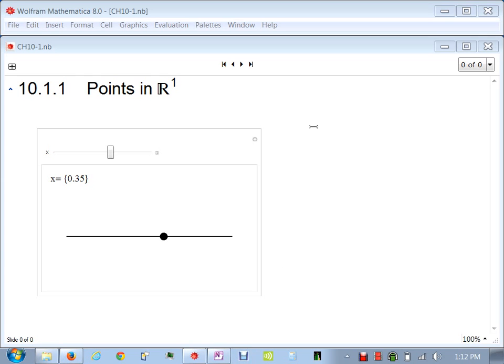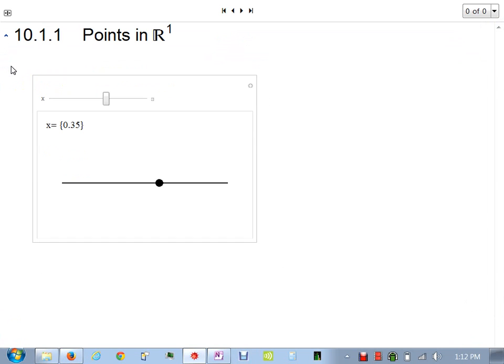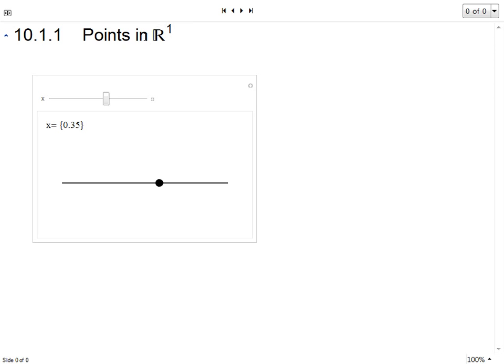All right, so I'll have to use my pointer. My R1 there means one-dimensional space. So just a straight line. There's nothing else that exists, just a straight line. And so if we write x equals 0.35, that means that on a number line, we go 0.35. If you grab this, you can move it around. There you go. Change your x value, one-dimensional space.